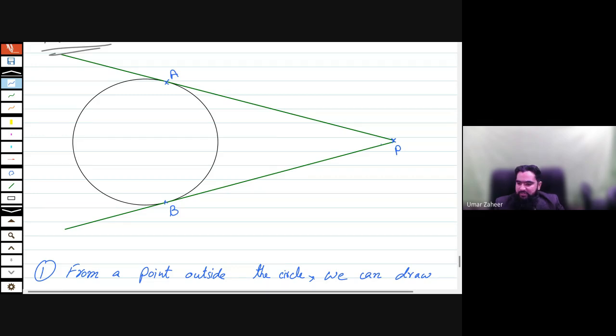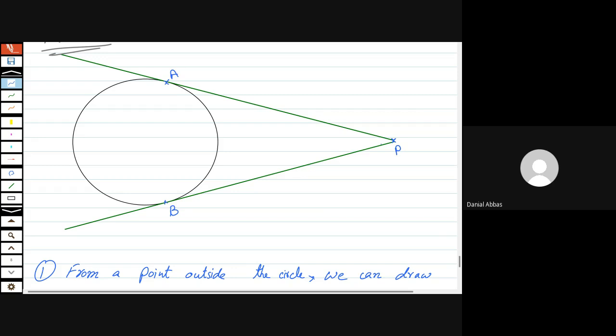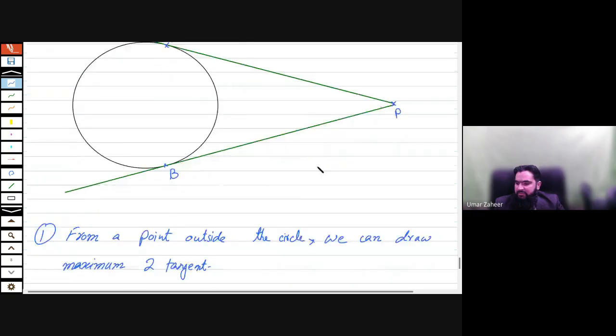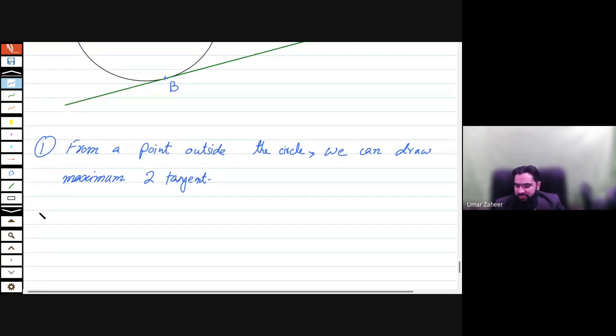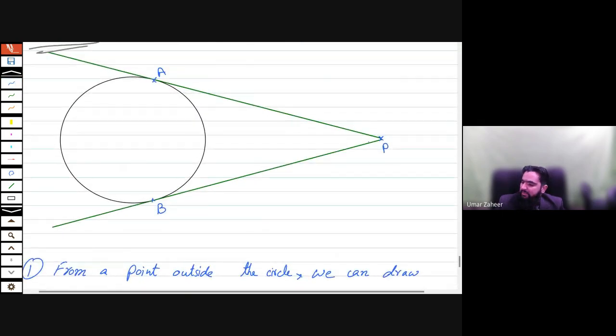Yes, the second one is the distance from the point to the tangent points, meaning the distance from P to A and the distance from P to B. They are going to be equal. The distance PA is exactly equal to PB, the second thing.